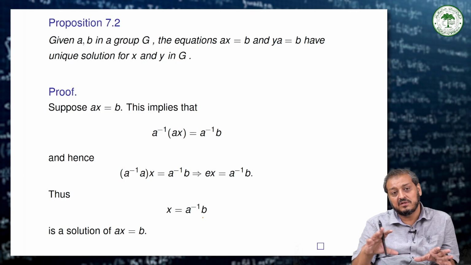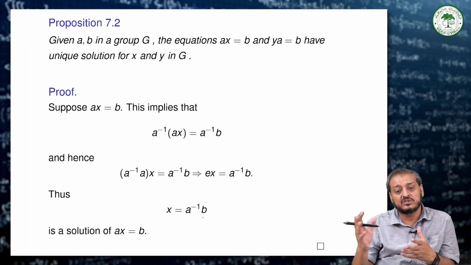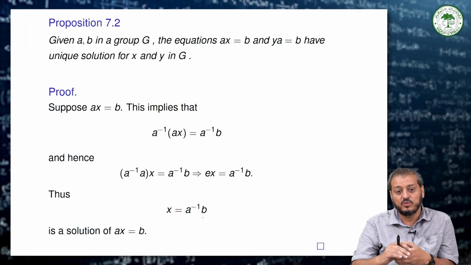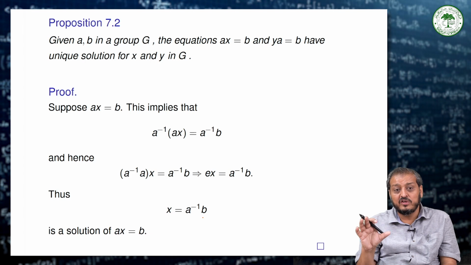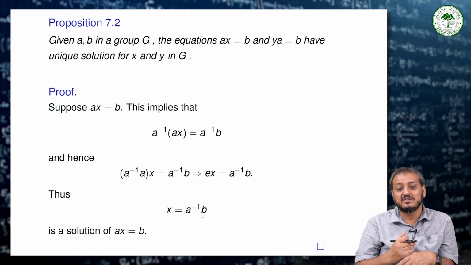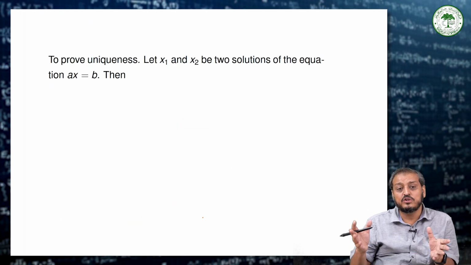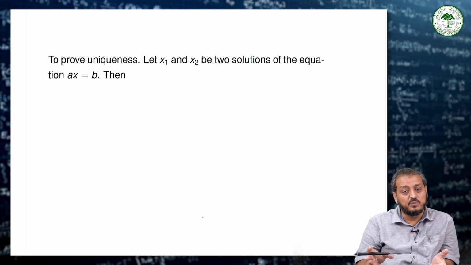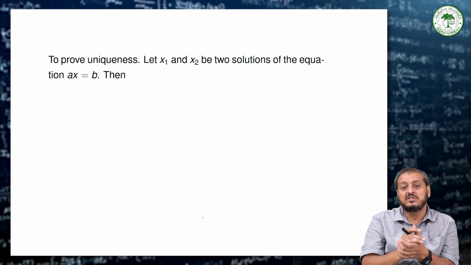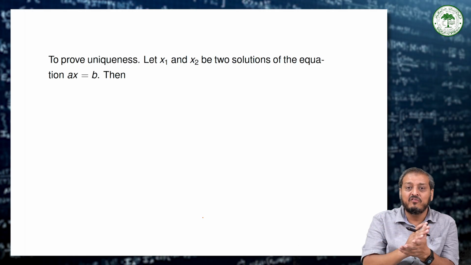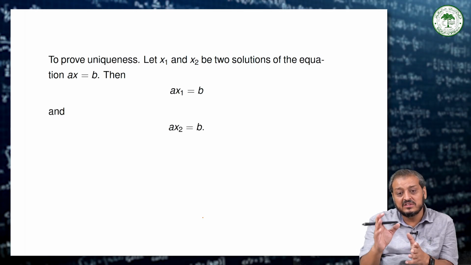The first part of this proposition clearly says that x is equal to A inverse B is a solution of the equation Ax is equal to B. Now because it says that this has a unique solution, we have to show the uniqueness. Suppose this has two solutions, let x1 and x2 be two solutions of the equation Ax is equal to B. Then A x1 is equal to B and A x2 is equal to B.